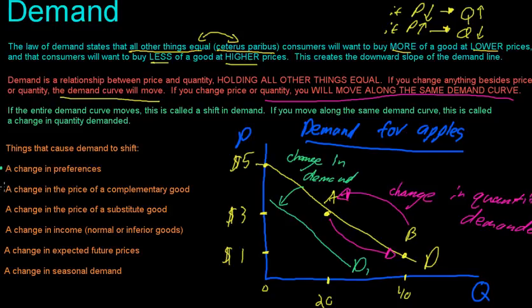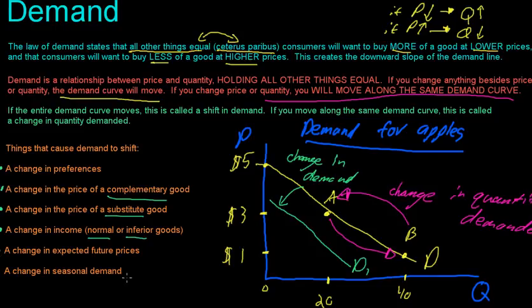Then there's a change in the price of a complementary good and a change in the price of a substitute good. I've done videos on each of those separately because they're big enough concepts to warrant their own videos. I've also done a video on what happens with a change in income for normal or inferior goods. So you need to know what a complementary good, a substitute good, a normal good, and an inferior good are. There are separate videos on these if you don't remember, so I'm not going to talk about them here.